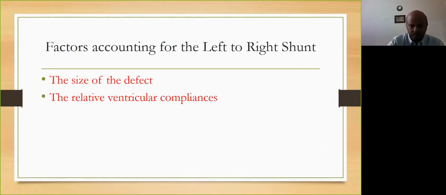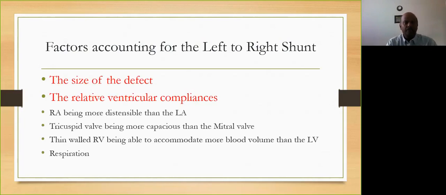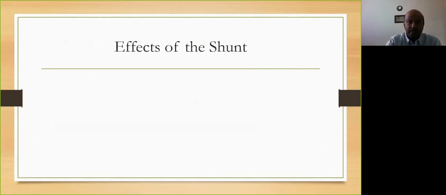Size of the defect also is a major factor in dictating the amount of the shunt. The other factors are RA being more distensible than the LA, the tricuspid valve being more capacious than the mitral valve, thin-walled RV being able to accommodate more blood volume than the LV, and of course respiration, which during inspiration there is an augmentation of the right side filling as opposed to expiration when there is less shunt. There's obviously no left atrial enlargement because blood does not stay in the left atrium.